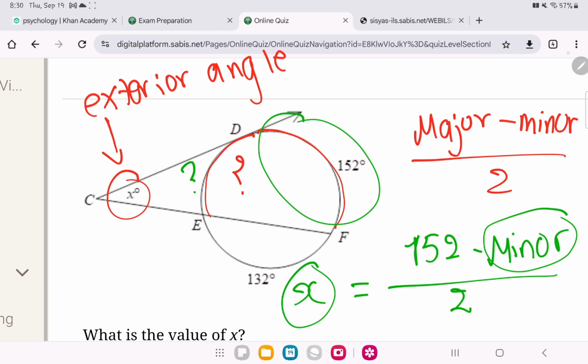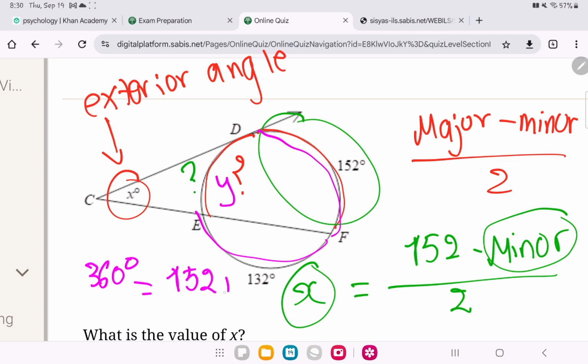We need to find the minor. How do we find the minor? We know in a circle, the angles are 360 degrees. And then we have 152 and we have 132 here. So 360, I'm going to call this minor arc Y. So 360 is equal to 152 plus 132 plus Y.